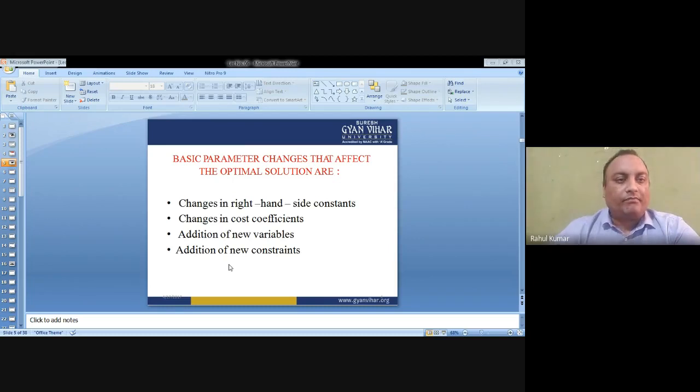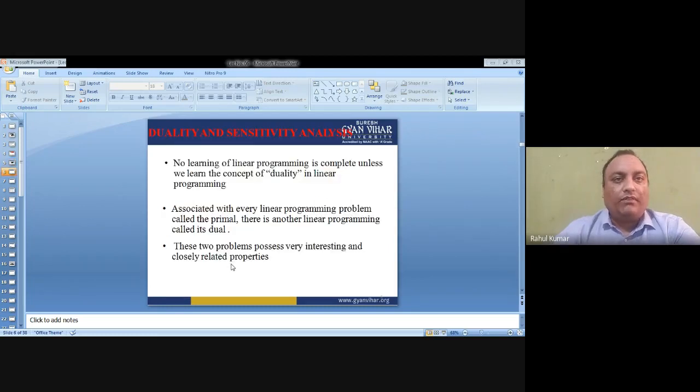And for duality and sensitivity analysis, these are some points which give a better understanding about sensitivity analysis. In the first point, no learning of linear programming is complete unless we learn the concept of duality in linear programming.